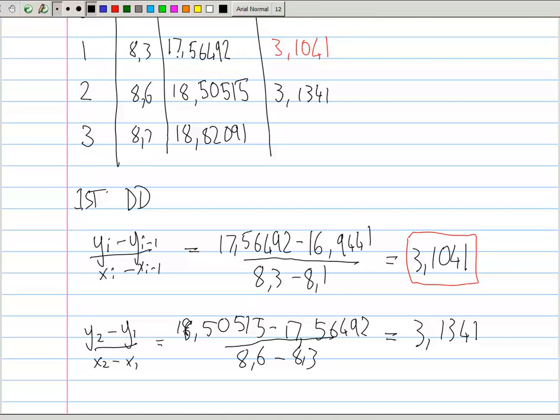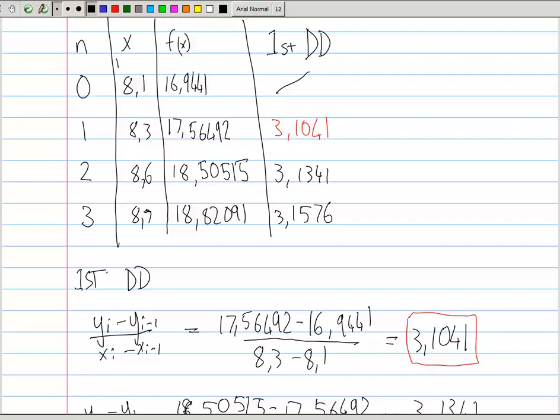We will put 3.1341 over here. To save time, the third one, if you perform exactly the same thing, you'll take 18.82091 minus 18.50515 divided by 8.7 minus 8.6. And that will give you 3.1576. And that gives us our first divided difference.